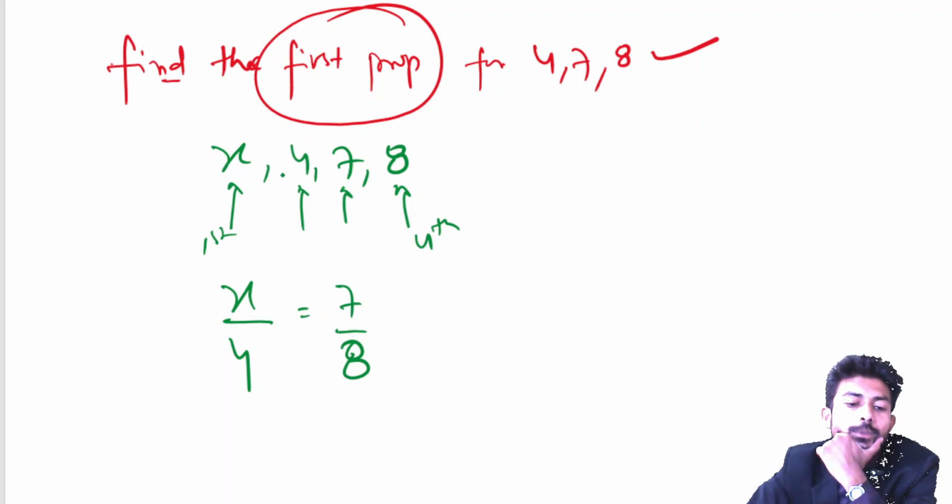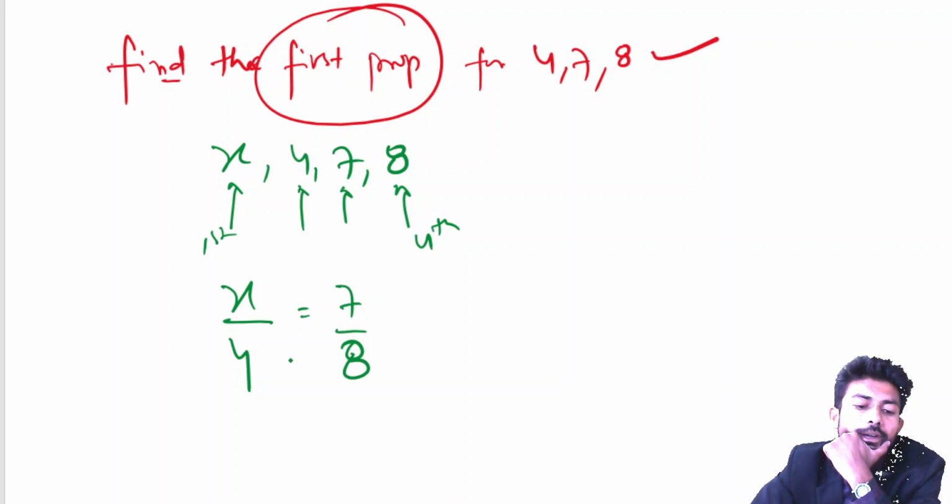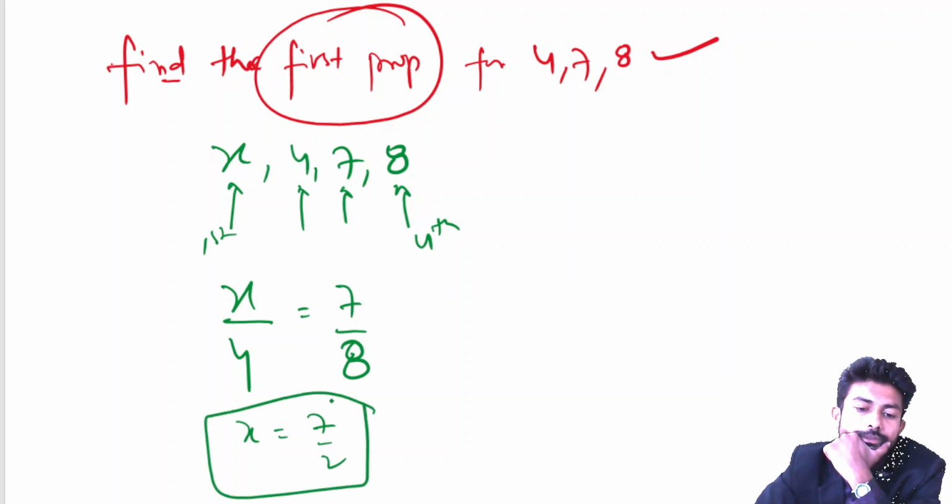Okay, x by 4 will be equivalent to 7 by 8. And again, if we need to find out x, that will be equivalent to 7 by 2. So this is the answer.